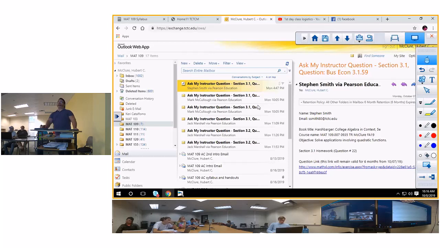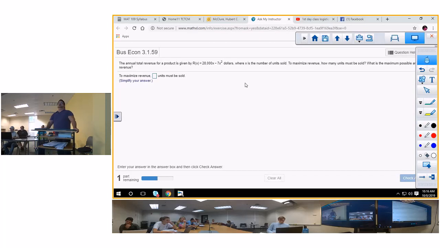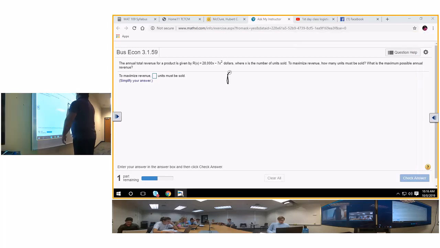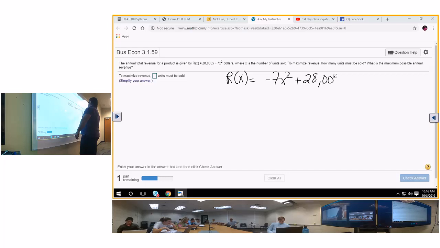3.122. All right, same type of question. Go ahead, I'm going to let y'all do this one, because this is a good test. I'll write it on the board for those people that sit in the back of the room and can't see. R of x is equal to negative 7x squared plus 28,000x. I think I wrote it down correctly.